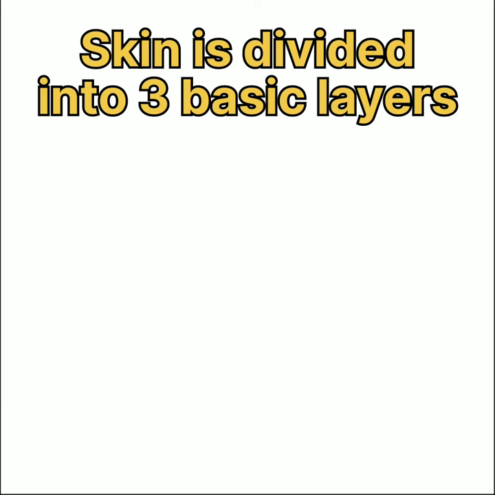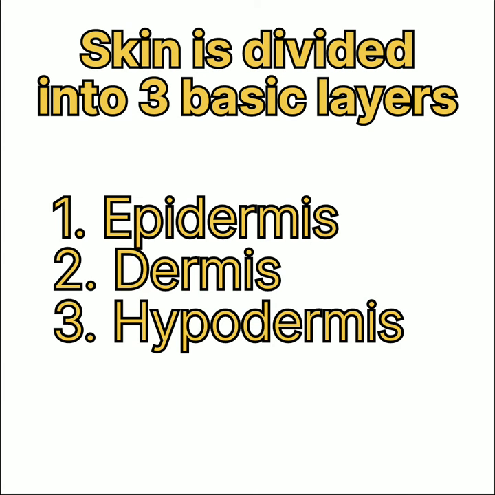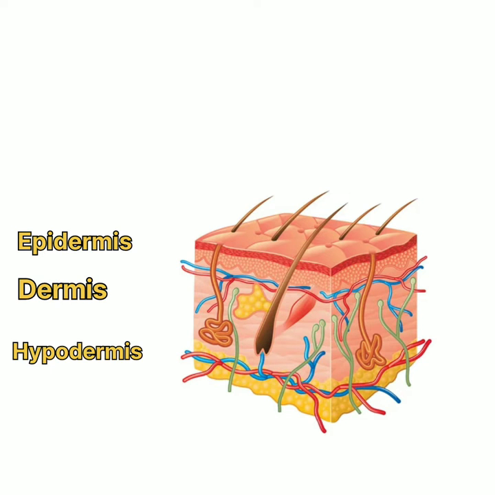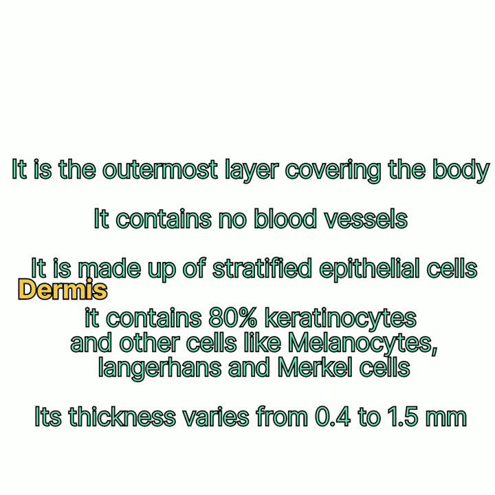Skin is divided into three basic layers: epidermis, dermis, and hypodermis. The uppermost layer is epidermis, the middle layer is dermis, and the lowermost layer is hypodermis.